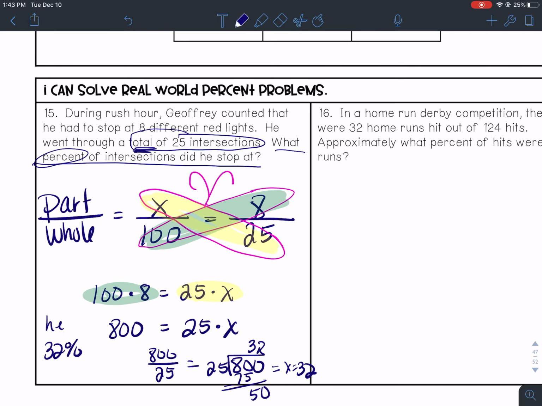Or he stopped at 32% of the intersections. And that's my answer right here. Okay. So I did most of them.